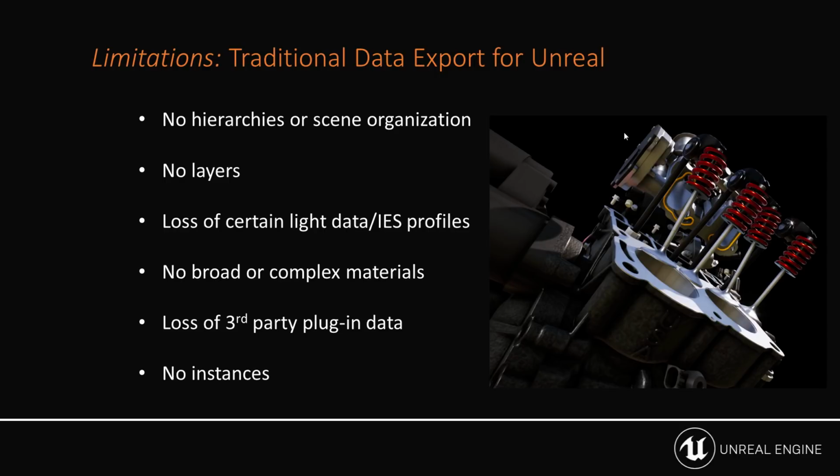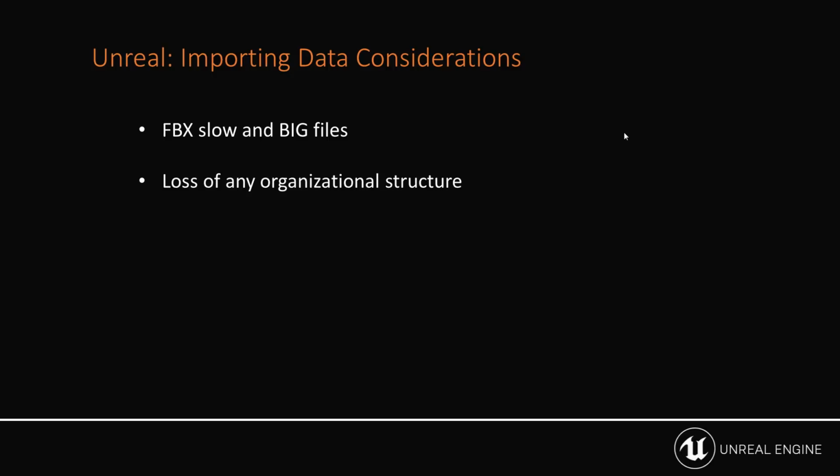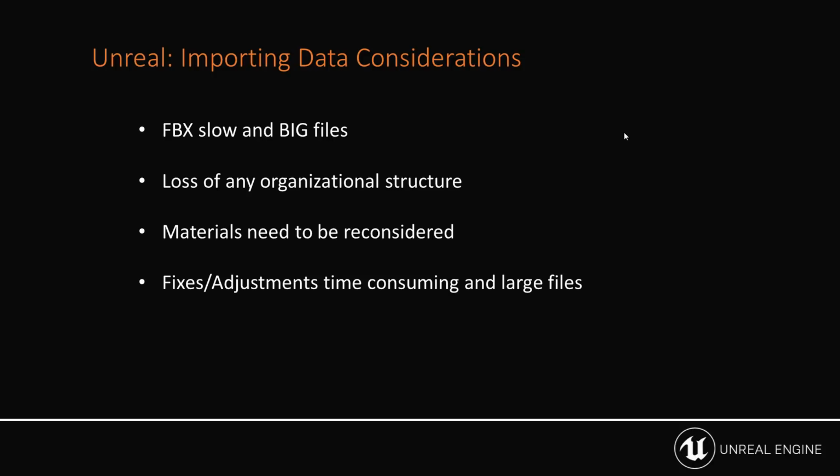So how do we work with this in Unreal Engine? Well, we can look at importing data here. When we import the data into Unreal, working with something traditional like FBX, we're working with a lot of files. They can be big files, and the importing can be very slow. And as I mentioned, with hierarchies, grouping, any kind of scene organization, we're dealing with a loss of organizational structure. Materials, again, need to be reconsidered quite often unless it's a simple basic material coming over. And fixes and adjustments can be time-consuming with large files.